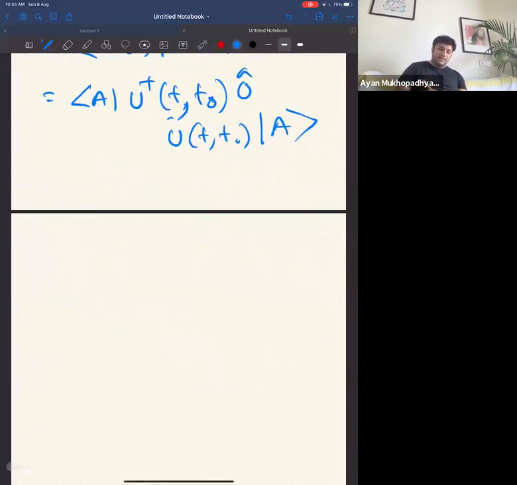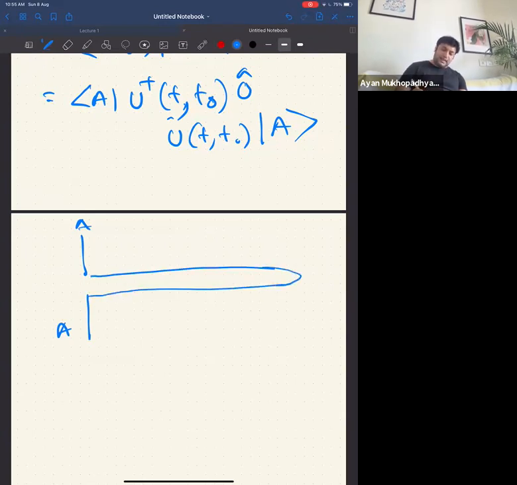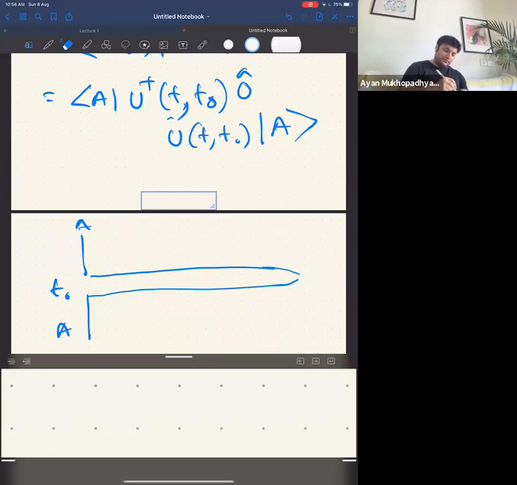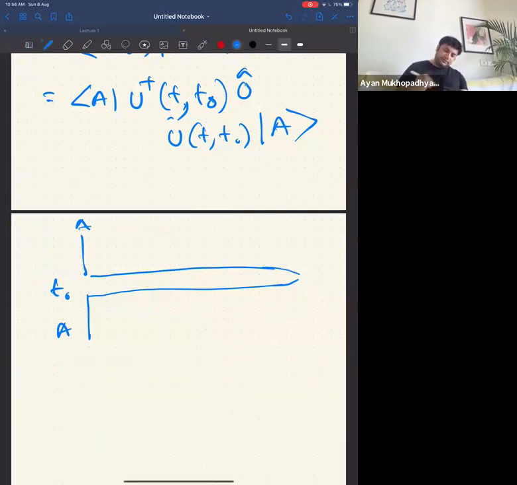And this picture looks a little weird. It will look something like this. This is A, this is A. And this is some time t1, this is some time t0, and then you put an operator. Let me first put this as t. I will put an operator insertion O.